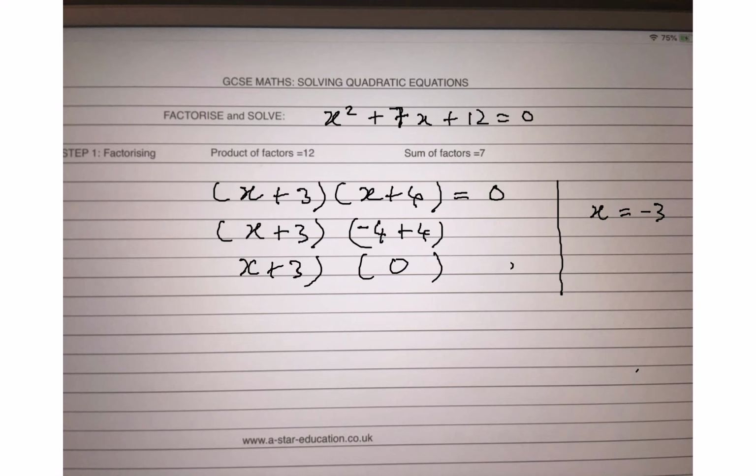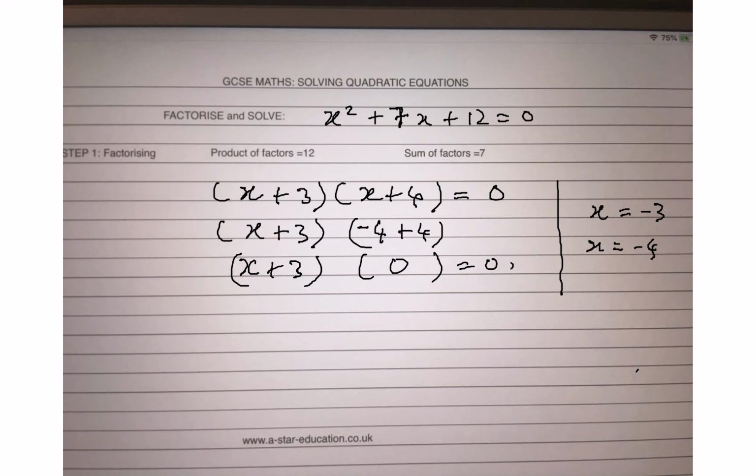First bracket, we'll keep that as x plus 3. And then x plus 3 times 0 will give you 0. Okay? So the second solution to this factorized form of the original equation is x equal to minus 4.